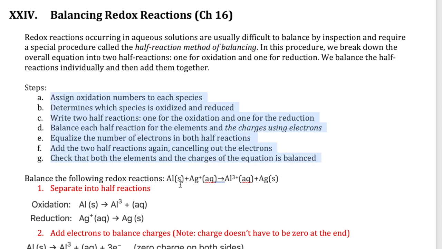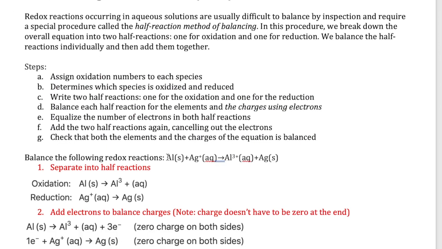So the first thing you do when you have an equation like this is you identify which species is oxidized and which species is reduced. Now remember, oxidation is an increase in oxidation state. So that means you're going to have to assign the oxidation state for all of the species first. So aluminum would be 0. This silver ion would be +1, that one would be +3, and then the silver element would be 0.